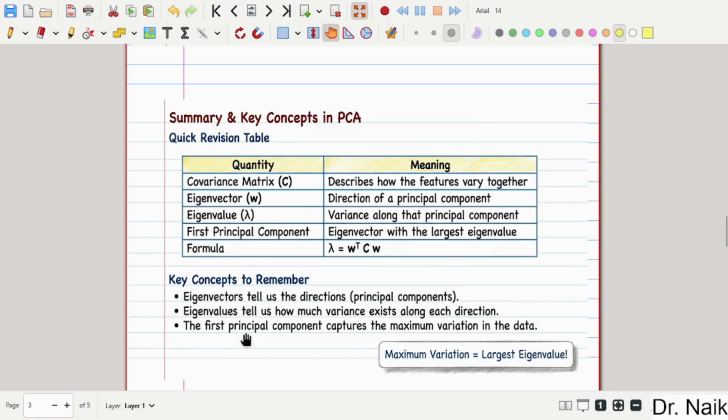The key concept is that eigenvectors tell us the direction of the principal components and eigenvalues tell us how much variance exists along each direction. The first principal component captures the maximum variation in the data.